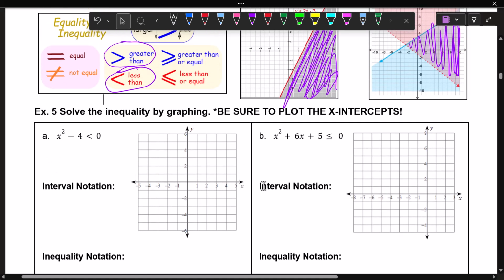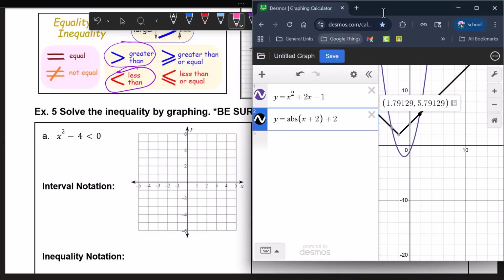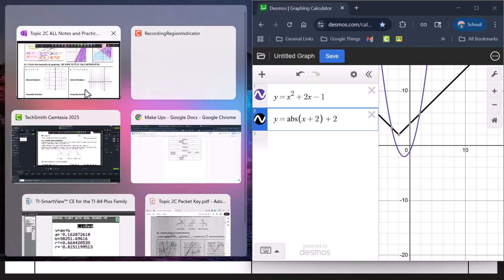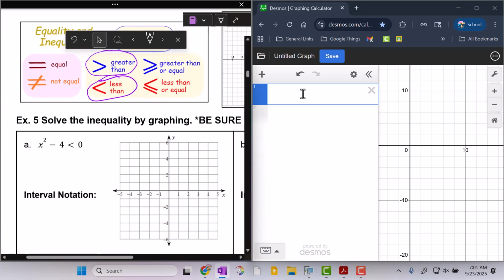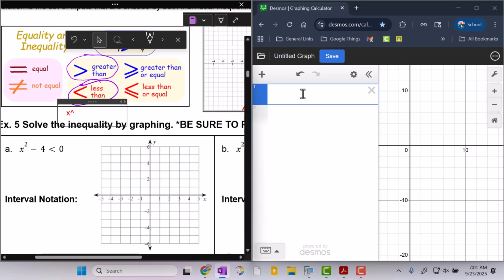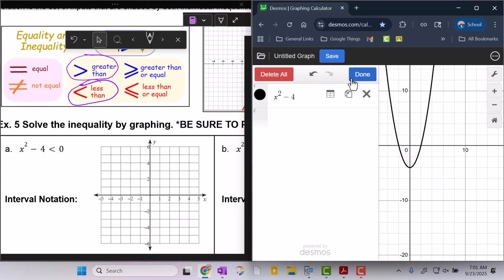Okay, so x squared minus 4 is less than 0. So we're going to solve this by graphing this. If I can find Desmos. And we're not going to do it by hand because we got better things to do. So we have x squared. I'm not typing it in the right place. x squared minus 4. So let's get some points so we can graph that.